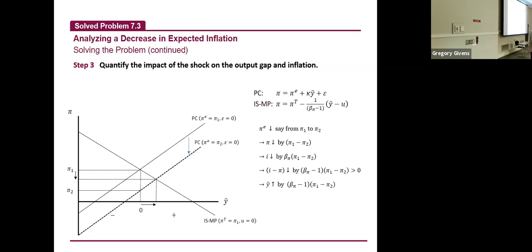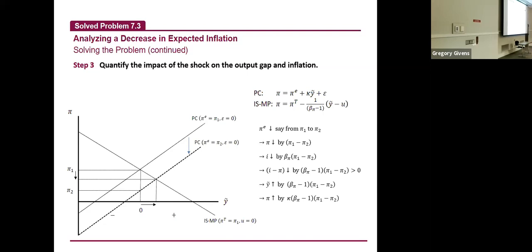Because if we know that the real interest rate is declining, then what happens to the output gap in the IS equation? It's going to go up by the change in the real interest rate, right? Remember, the output gap and the real interest rate are negatively related to one another in the IS equation. And if the output gap rises by beta pi minus 1 times the shock to inflation, then what happens to inflation? In the Phillips curve, inflation is going to rise by kappa times however much the output gap goes up by.